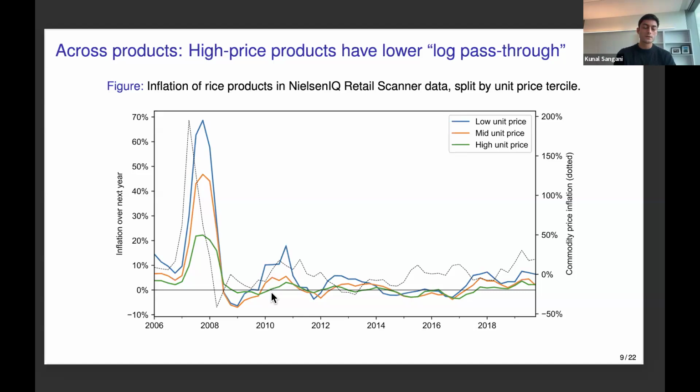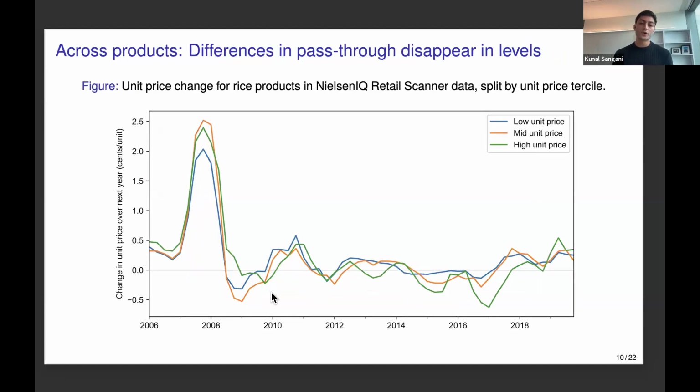And you can see that the percentage pass-through of this cost shock varies very dramatically across different rice products. In particular, the lowest unit price rice products, the cheapest products, exhibited a very high pass-through in percentage terms of the same commodity cost shock, while the high unit price expensive rice products exhibited little response. But now if you do the same exercise, instead looking at the price changes in dollars and cents, you see a very different story. Actually, the differences across these products largely disappear when looking at the pass-through in levels. And so the simple story here is that the same dollar increase in prices for the expensive versus cheap rice products looks like a much higher pass-through in percentage terms for the products that have a smaller gap between price and cost.